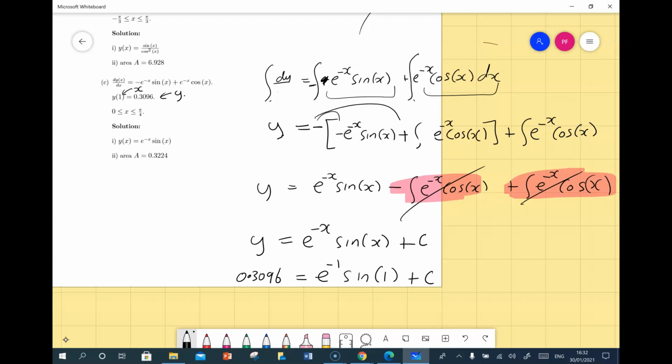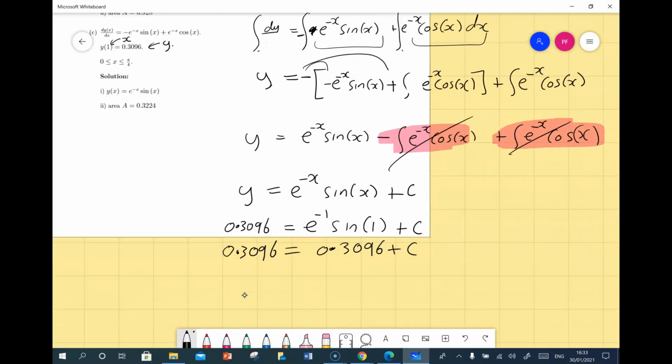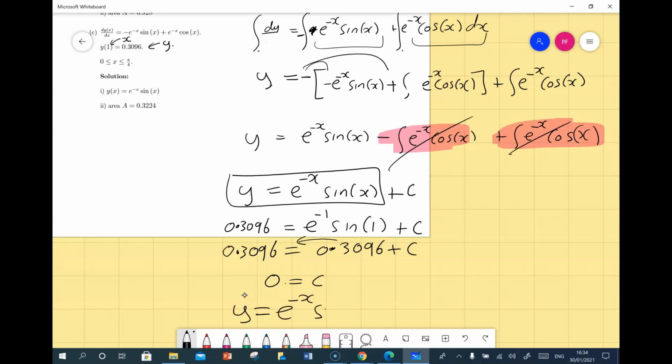That gives me a value of 0.3096 rounded. It goes on as a decimal, but it's rounded. The whole point is it's supposed to match the other side. So when I bring 0.3096 over, it becomes negative, so they cancel each other out, and I'm just left with c equal to 0. In that case, I don't need my c. So my recovered function is e to the power of minus x sine of x.